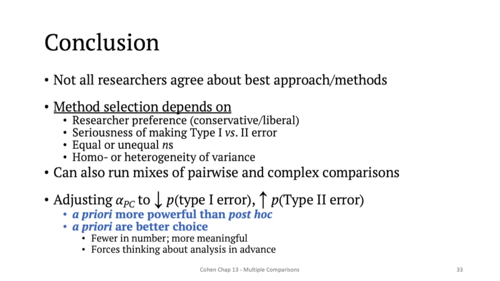So to finish, not all researchers agree about the best approach or methods here. The method selection depends on a number of things: the researcher preference, the seriousness of making a type 1 versus type 2 error, whether you have equal or unequal ns, if you have homogeneity or heterogeneity of variance. Those are going to impact what you decide. And you also can run mixes of pairwise and complex comparisons. You don't just have to pick one and go with it for the whole study.